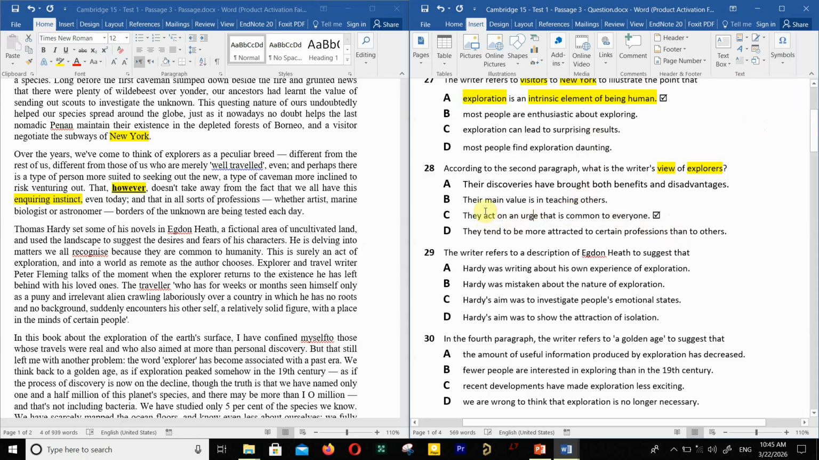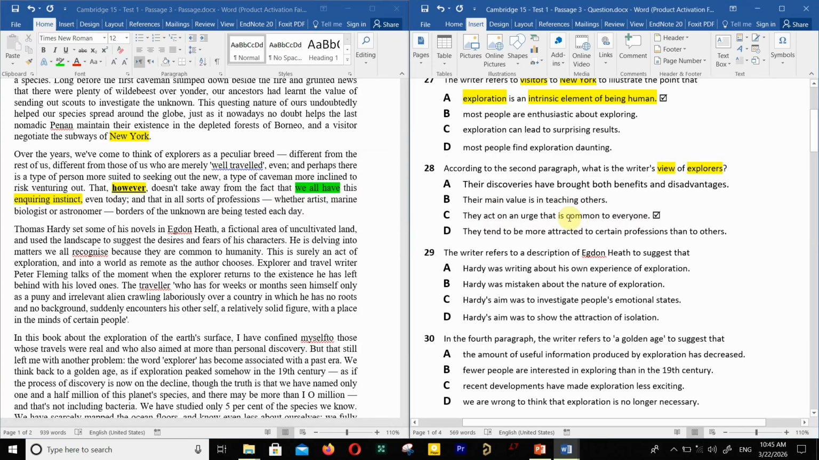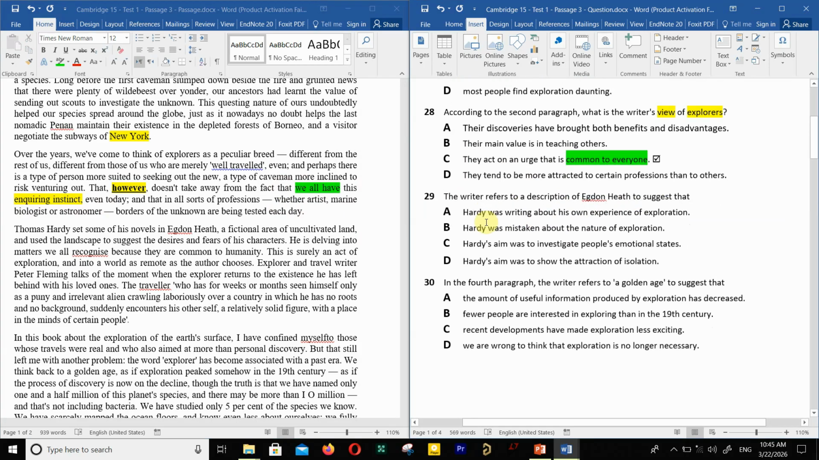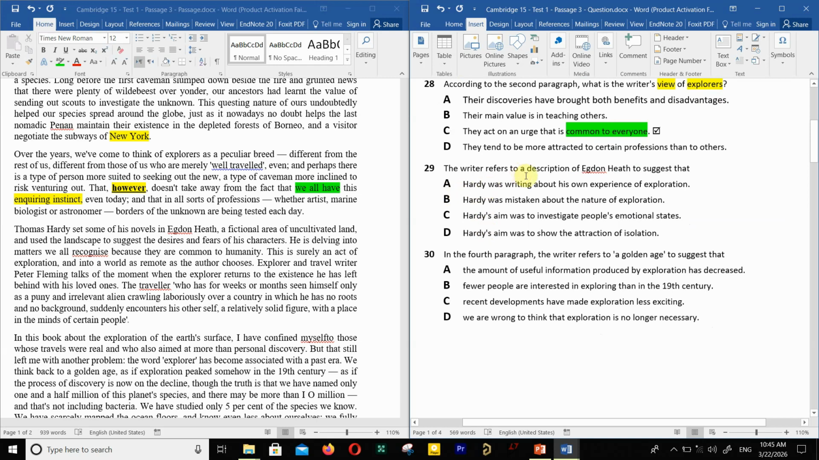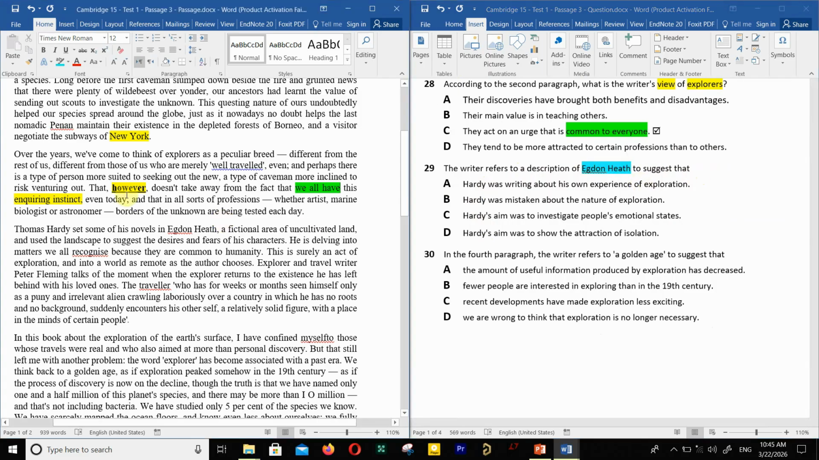Okay, and please go through my IELTS keyword table video. I identify this kind of paraphrasing. For example, urge means inquiring instinct. Common to everyone means we all have these kinds of things. These are really important to identify this kind of paraphrasing. Question 29. The writer refers to a description of Egdon Heath to suggest that... Find Egdon Heath.